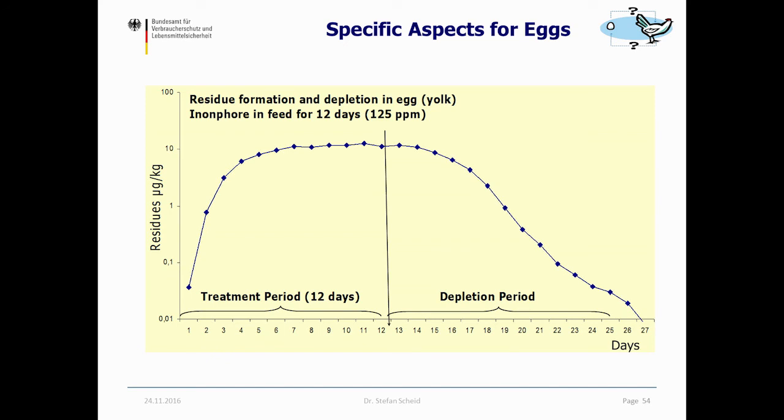This 12-day data collection is very new. In old times, companies did collect egg data for 4 days or 5 days or 6 days. And then we came and asked, you should cover 12 days to be sure that the whole period of egg yolk development is covered.